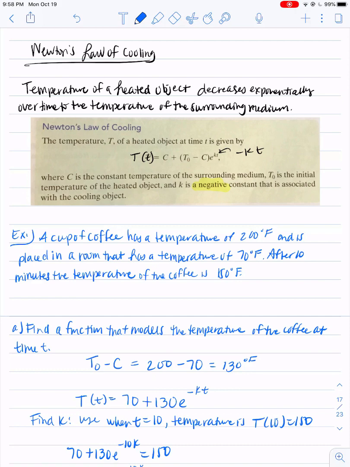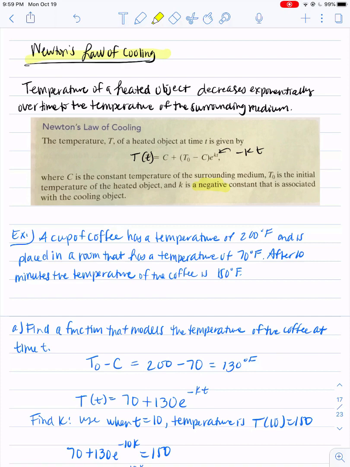Okay, now we have Newton's law of cooling. So this law is talking about the temperature of a heated object. It decreases exponentially over time to the temperature of the surrounding medium. So this is something that you could see in your everyday life when you're cooking and things are cooling.